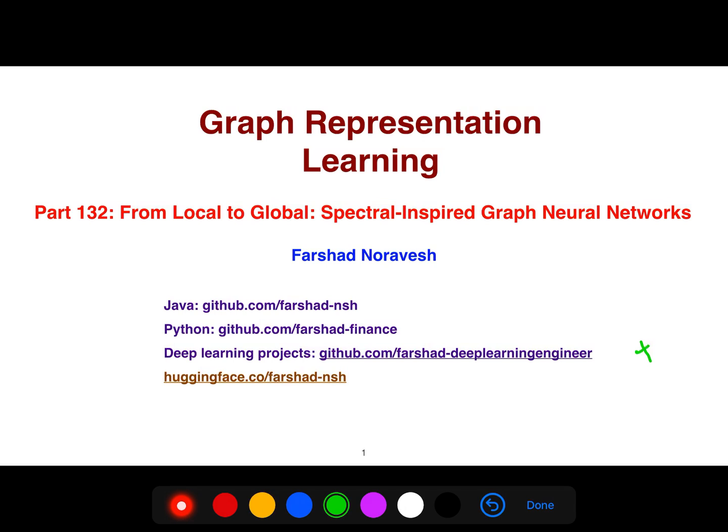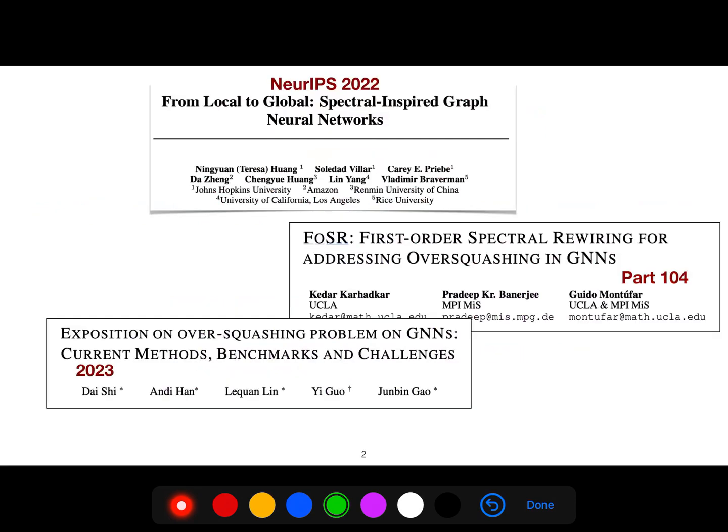Alright, so today I'm going to be explaining another important paper with the title From Local to Global: Spectral Inspired Graph Neural Networks. This NeurIPS paper in 2022 is very important.